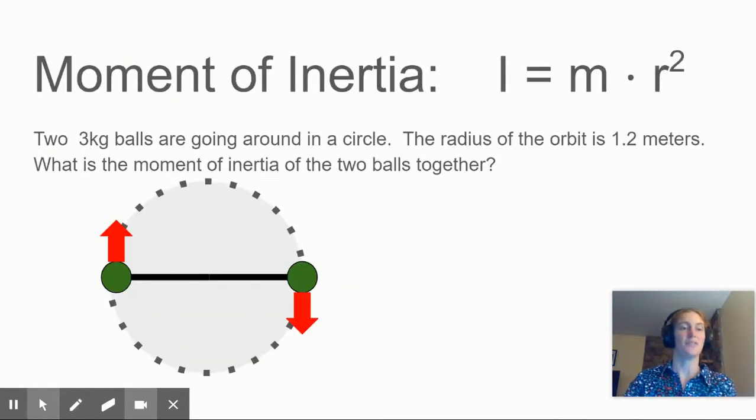Next we have two 3 kilogram balls going around in a circle. The radius of the orbit is 1.2 meters, and I want to know what is the moment of inertia of the two balls together. There are a couple different ways to do this. Go ahead and pause, do it, and then resume.